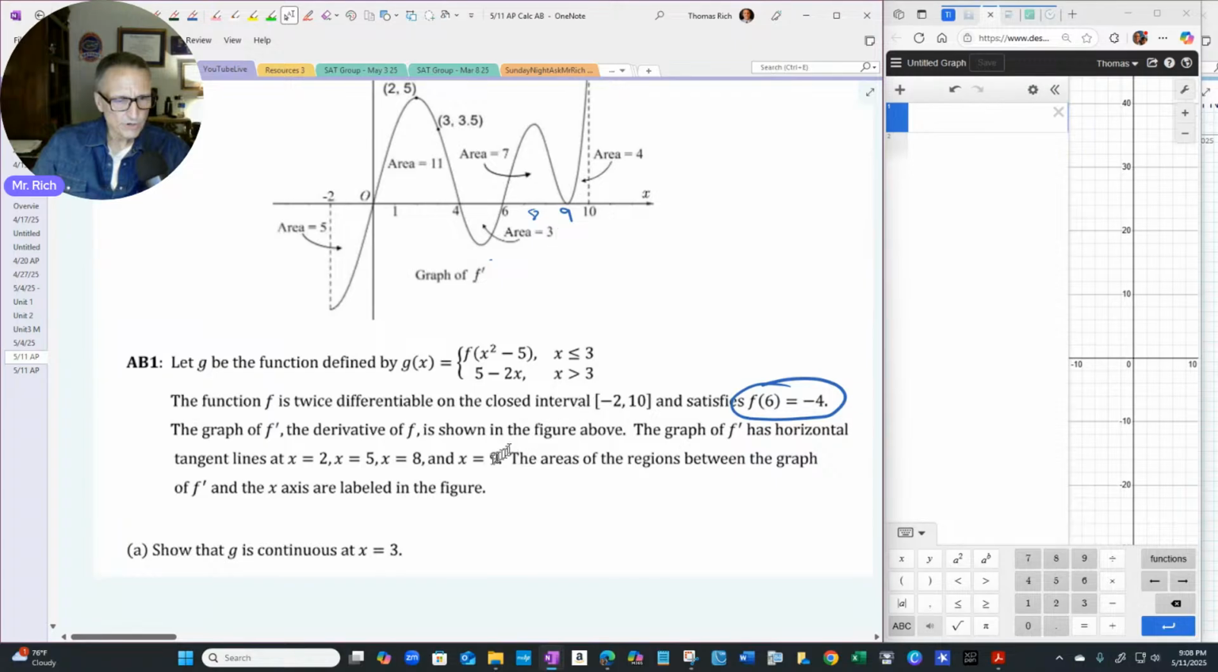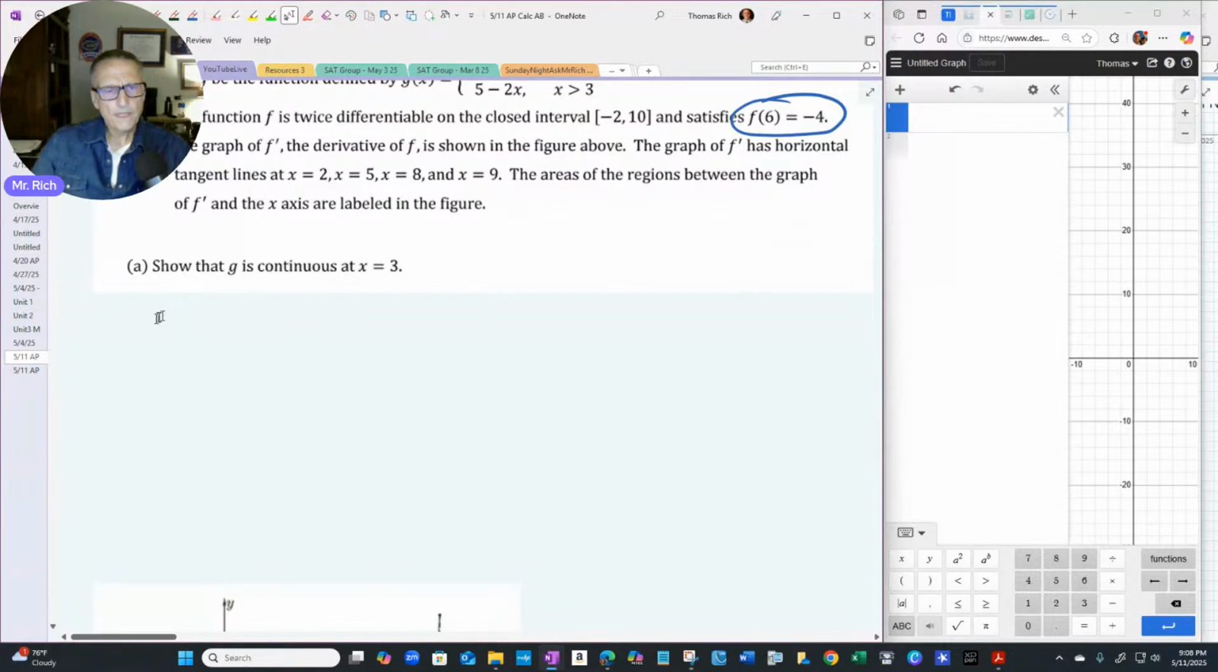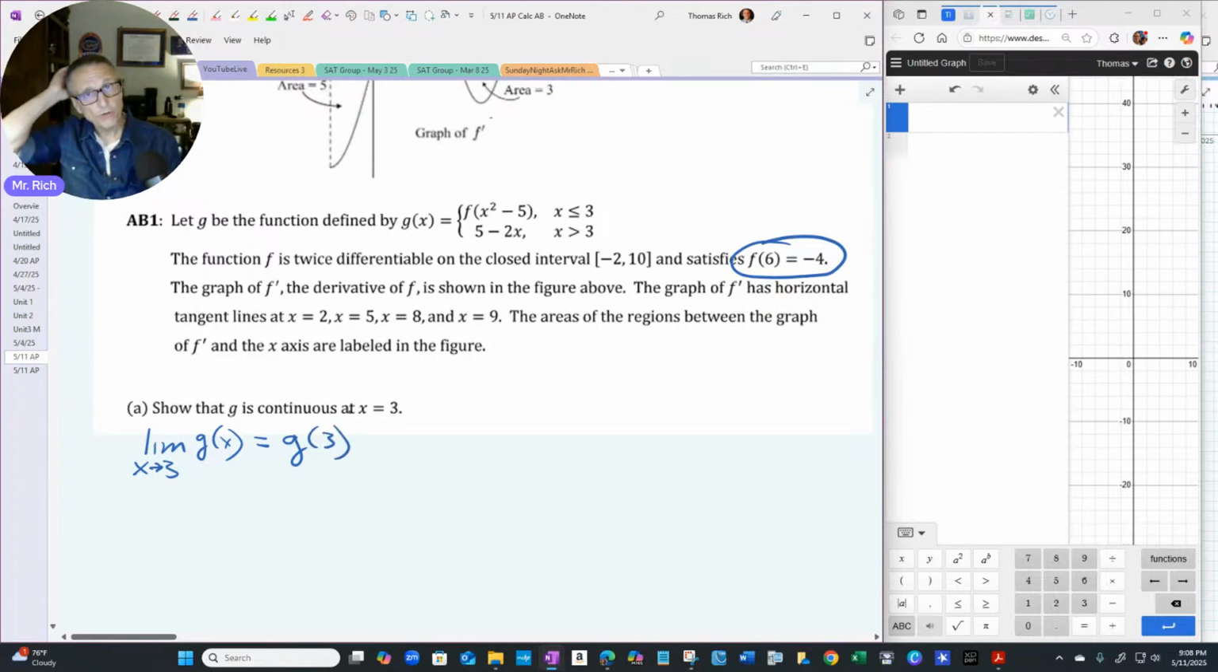All right, it says here, show that G is continuous at X equals 3. Well, if you're going to show that a function, a piecewise function, or any function is continuous, you need to use limits, right? That's maybe one of the biggest point deductions that students would get on this, if they don't use limits. So what we have to do is show that the limit as X approaches 3 of G of X exists, okay, and that it is equal to G of 3. Right? That's what's going to determine that the function is continuous if that equation is true.